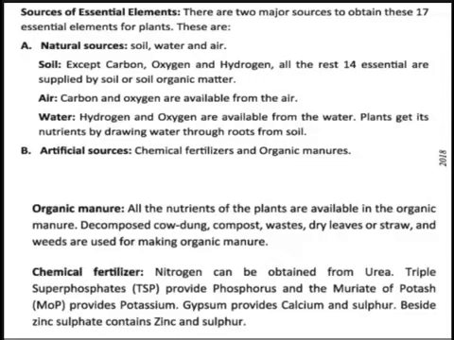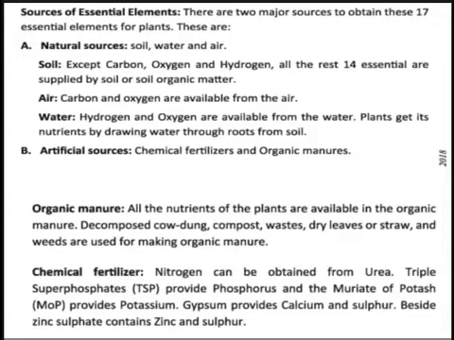From the air we will get two essential elements, one is carbon, another one is oxygen. And from water we will get two essential elements, one is hydrogen, another one is oxygen. Plants get their nutrients by drawing water through the roots from the soil. That means hydrogen and oxygen, the plant can take from water by absorbing through the roots from the soil.